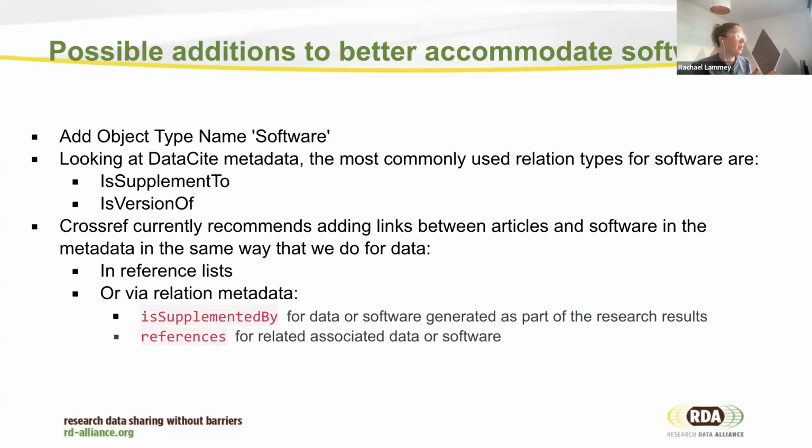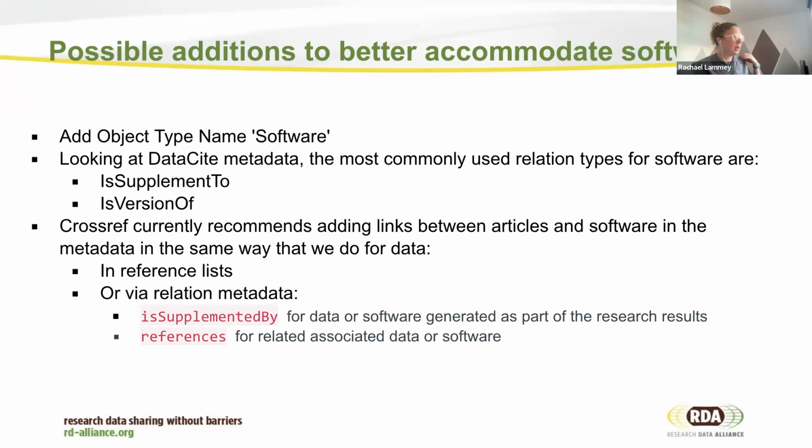We propose something that we could do: add the object type name software and start to support that via the Scholix schema. In the DataCite metadata, the most commonly used relation types for software are "is supplement to" or "is version of". So again, the question is: is that relevant? For software, is there something else that we could do?